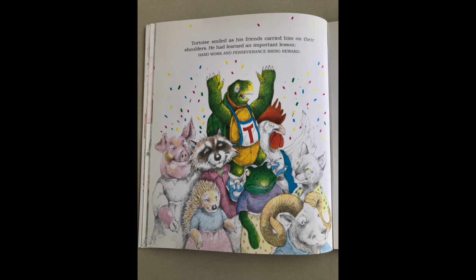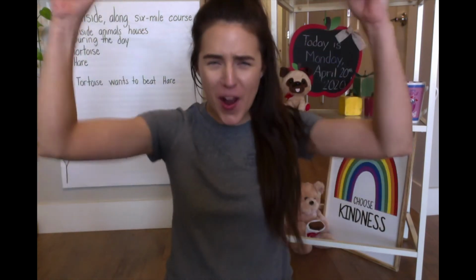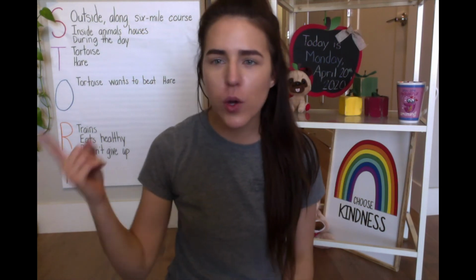So scholars, the story is over. And who won the race? Yeah, Tortoise won the race. Can we give him a hip hip hooray? Good job. So Tortoise won the race. Okay, so how did that happen? If I know that the problem was Tortoise wants to beat Hare, and he trains and he eats healthy and he doesn't give up, how did he win that race? What was our solution? How the problem is solved.